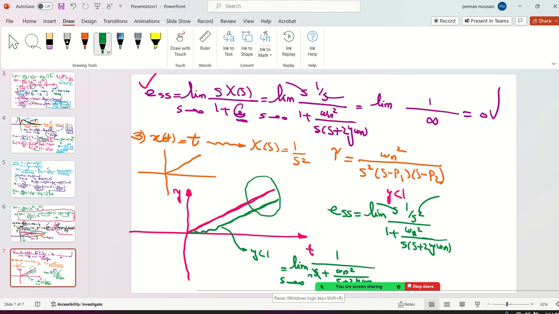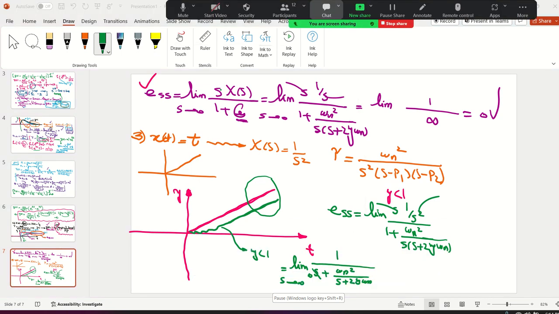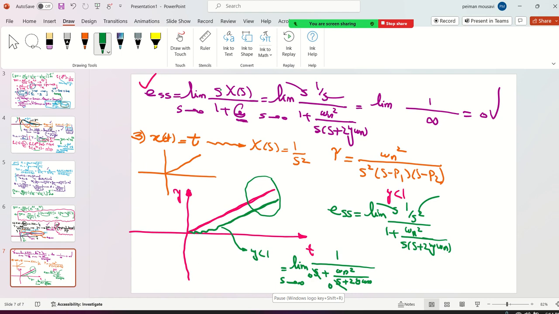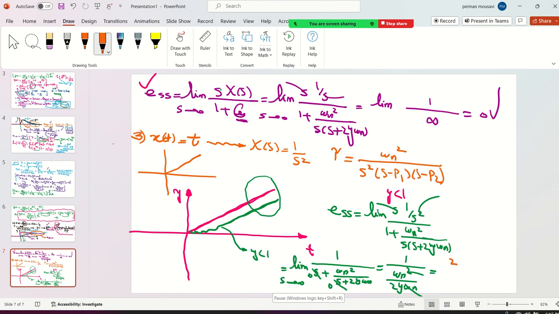This s goes to 0. This s also goes to 0. So what you have here is 1 over omega n squared over 2 zeta omega n. This omega n goes away, and the result is 2 zeta over omega n. So you have a steady state constant value, a constant steady state error signal.